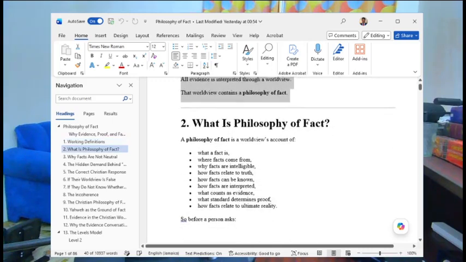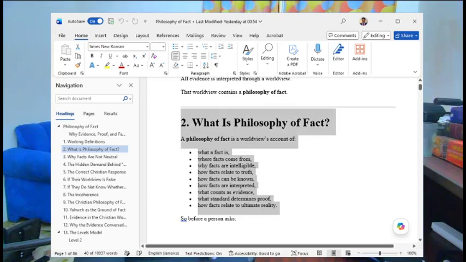So since everybody can hear me now, what is philosophy of fact? All right, this whole thing. If you guys can read it, just read it right away. I'm going to read it too. A philosophy of fact is a worldview's account of what a fact is, where facts come from, why facts are intelligible, how facts relate to truth, how facts can be known, how facts are interpreted, what counts as evidence, what standard determines proof, how facts relate to ultimate reality.